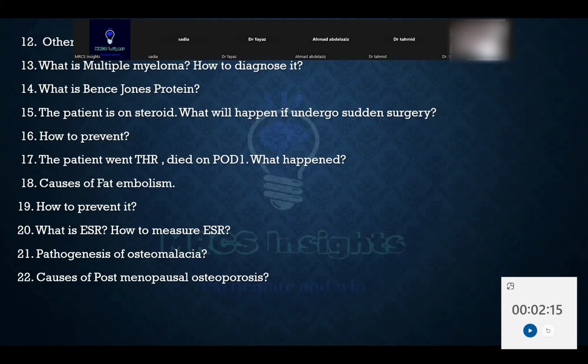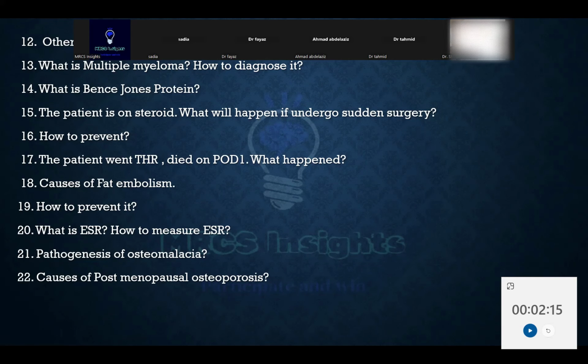So what is multiple myeloma? Multiple myeloma is a malignant neoplasm that affects plasma cells. It's characterized by increased Bence Jones proteins in urine, as well as osteolytic lesions. Okay, so how will you diagnose this patient?